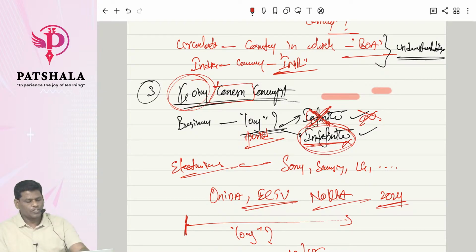Next, because of this concept or assumption, capital expenditures are incurred on assets, etc.